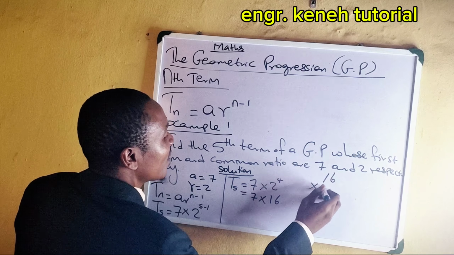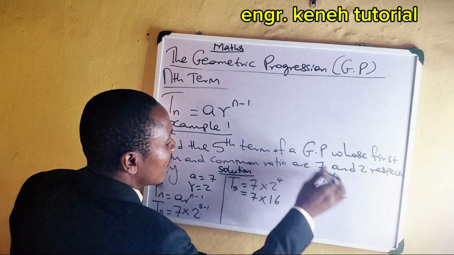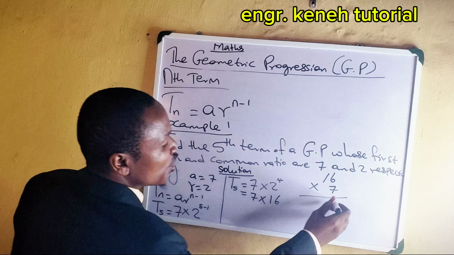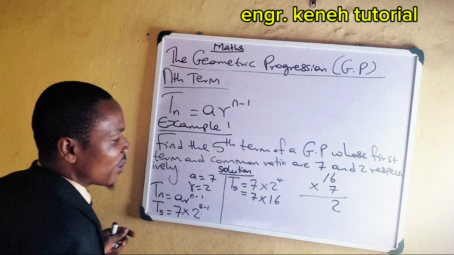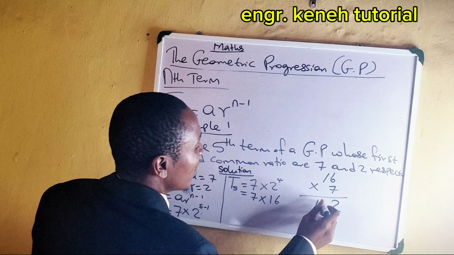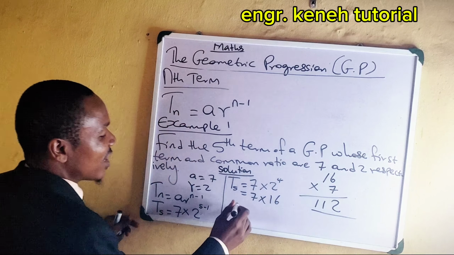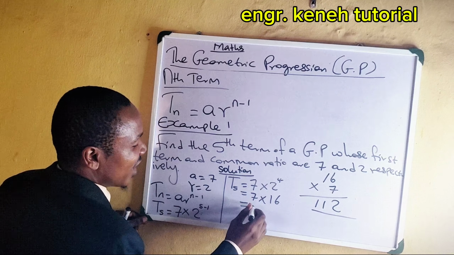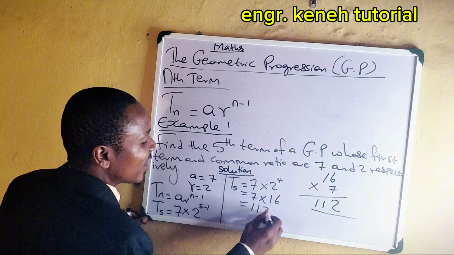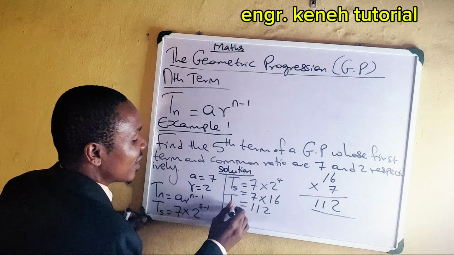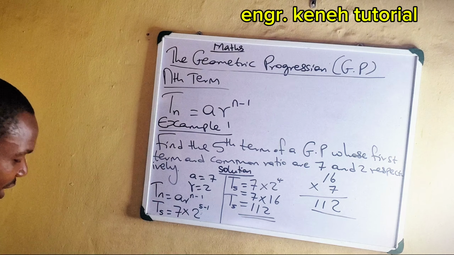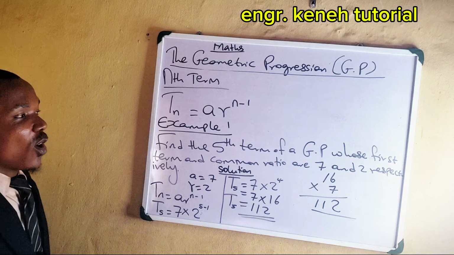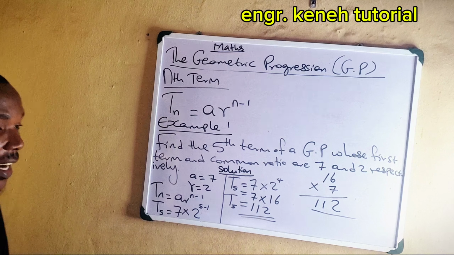We have 7 times what? 16 like this. 7 times 6 will give us 42. Write 2 and carry 4. 7 times 1 will give us 7, plus 4, you have it to be 11. Can you see that? So that means that this 5th term should be what? 112. Can you see that? The 5th term should be 112. So that is how the 5th term of a GP can be calculated.